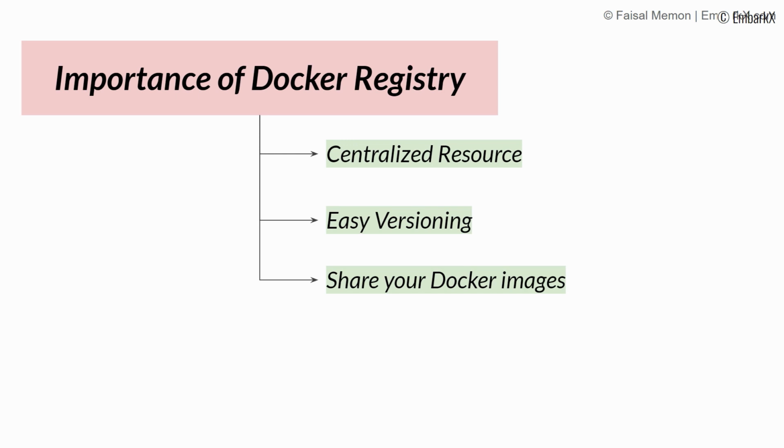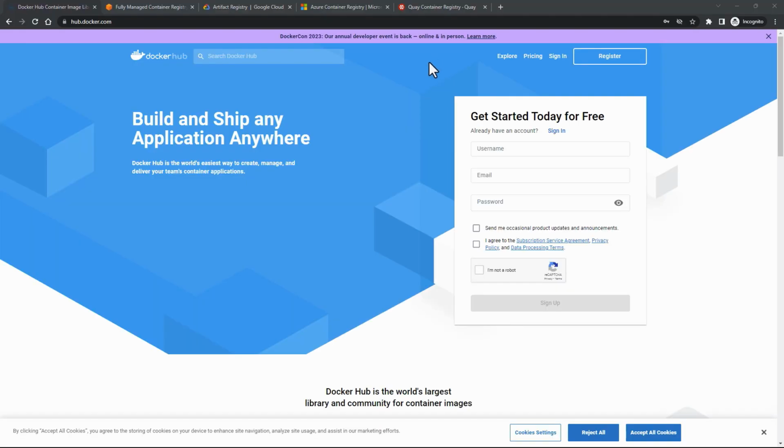Now we have spoken enough about Docker Registry, but what are the different Docker registries available and how do I get my image onto them? Okay, so let us take a look at the different registries that are available. Here in the browser, I am on hub.docker.com, and this is the default registry that is being used by the Docker CLI and most of the Docker tools.